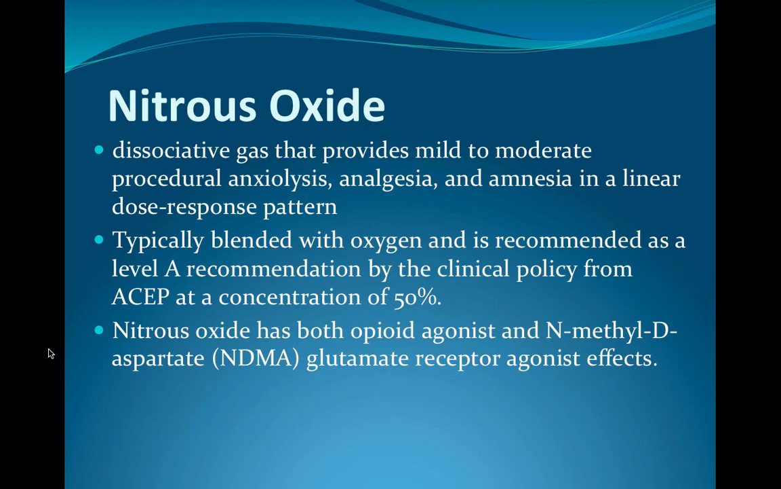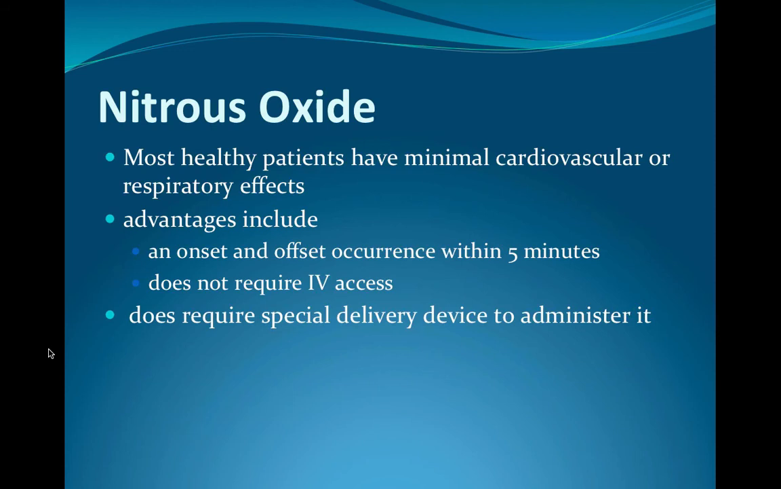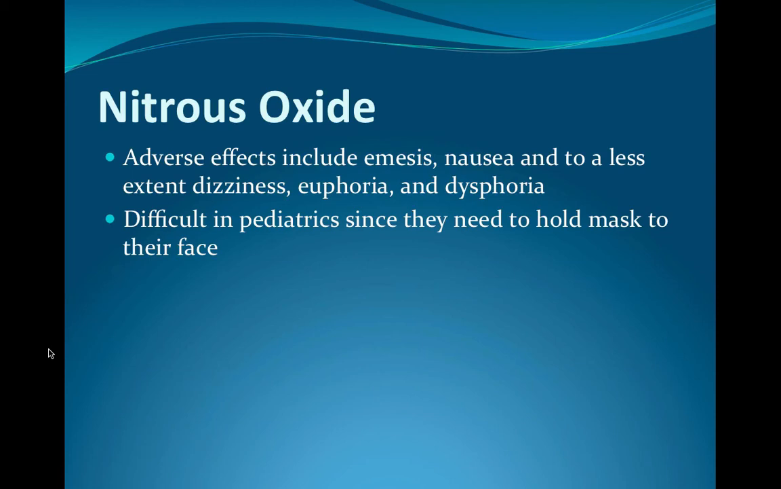Okay. Nitrous oxide has both opioid agonist and NMDA receptor agonist effects. Most healthy patients have minimal cardiovascular respiratory effects. Advantages: the onset, 5 minutes, does not require an IV. That's something that many people prefer because it doesn't require an IV. Does require that special delivery device, so your hospital may not actually have that for you. Adverse effects include emesis. It does frequently have some emesis associated with it. Nausea, to a lesser extent dizziness, euphoria, and dysphoria.